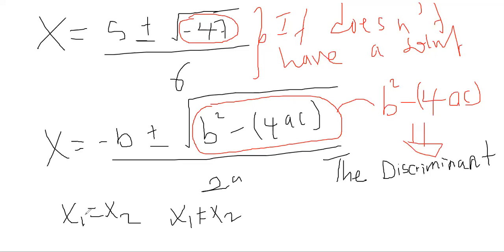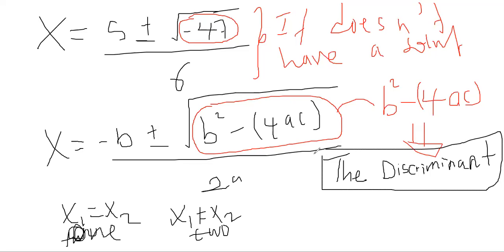So here you have one solution. Here you have two solutions, where x1 will be different from x2. And the third case is this one, whereby the expression within the square root becomes negative. So this discriminant is an important mathematical expression. It helps us to determine whether there is a solution to a quadratic equation or not.